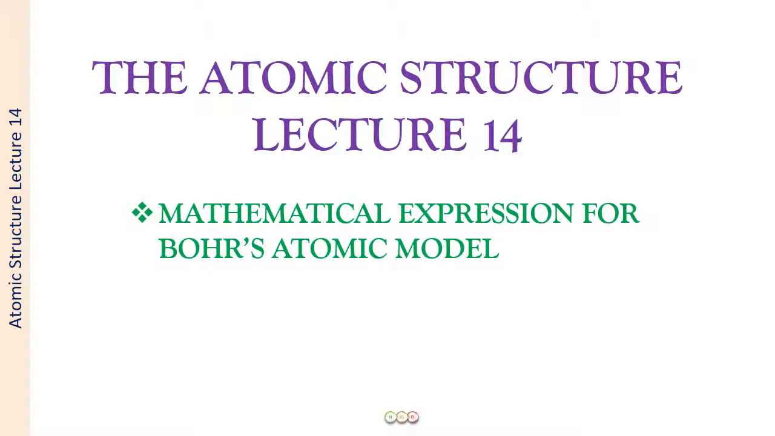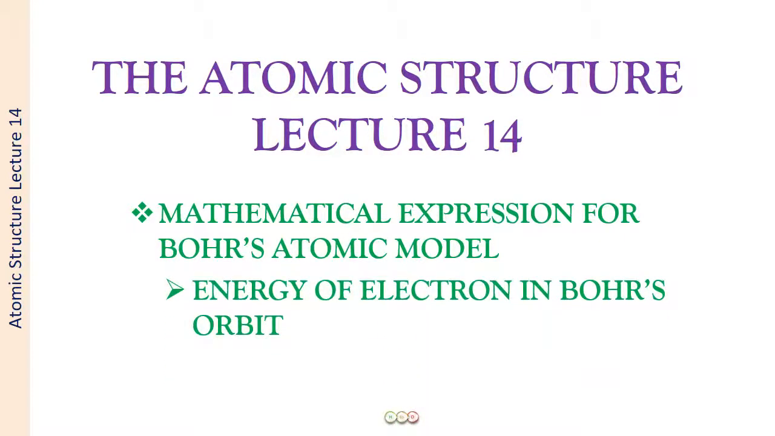Why? Because Bohr said that in one orbit, the energy of the electron is fixed. The electron is not gaining or losing any energy. The loss or gain only happens when the electron moves from one energy level to another energy level. So if the energy of the electron is fixed, it must have some value, and let us find what is the energy of the electron in the Bohr's orbit in this lecture.